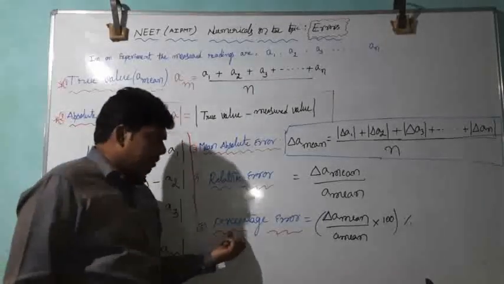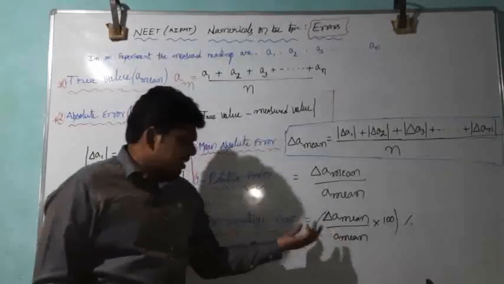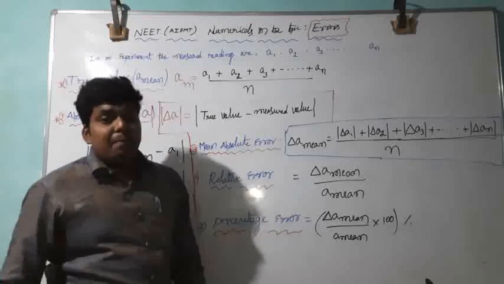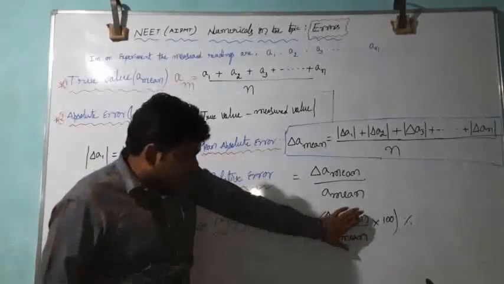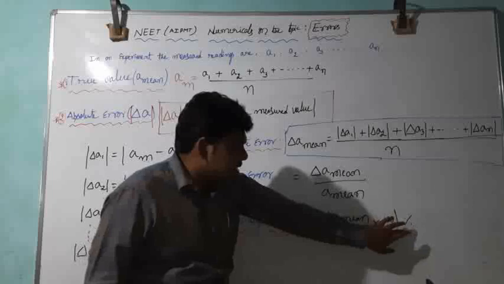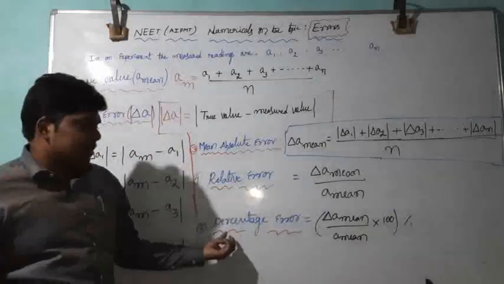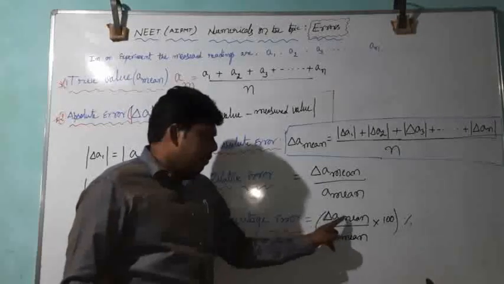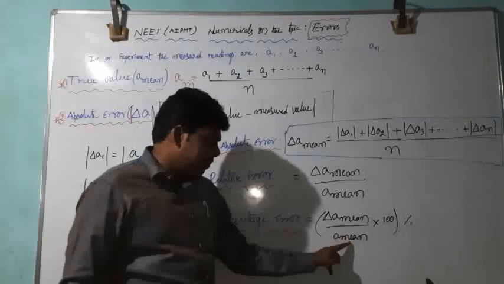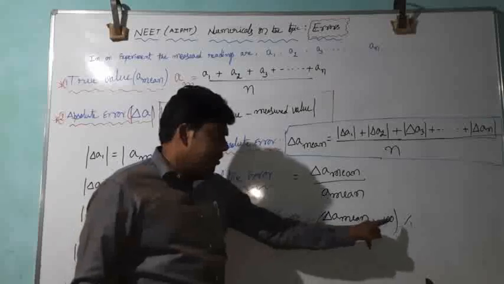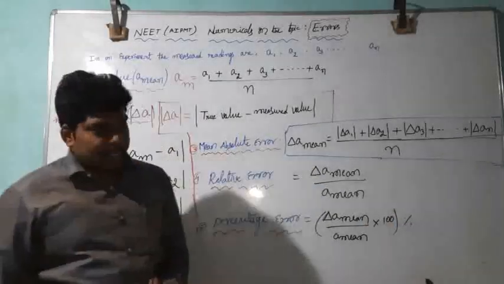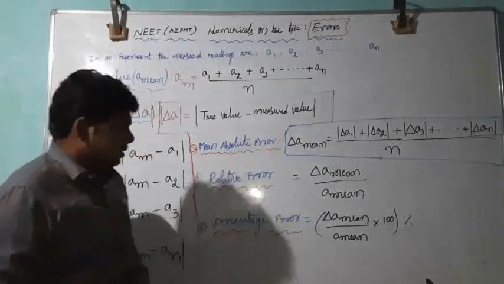Percentage error can be calculated by using this formula. It is nothing but the relative error only, but expressed in terms of percentage. The relative error multiplied by 100 and expressed in terms of percentage is nothing but the percentage error. That can be calculated by using the formula mean absolute error divided by mean value or true value, into 100, and that will be expressed in terms of percentage. Then we can say that as the percentage error.